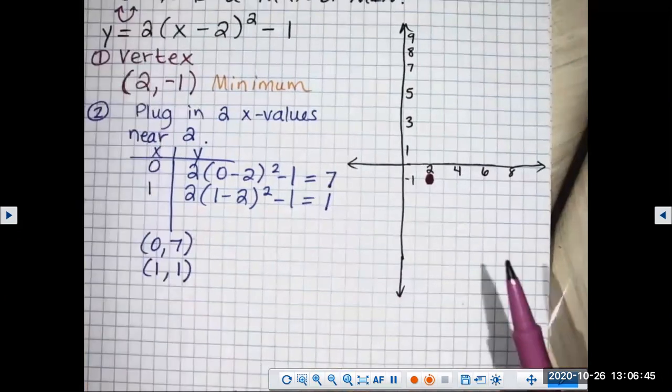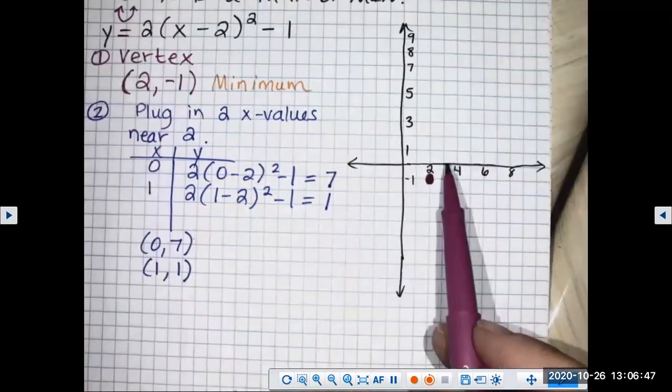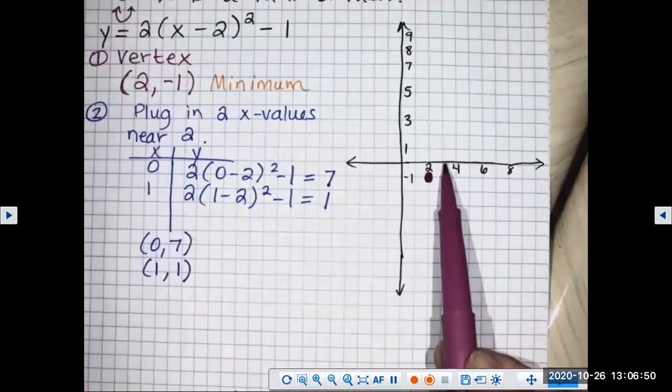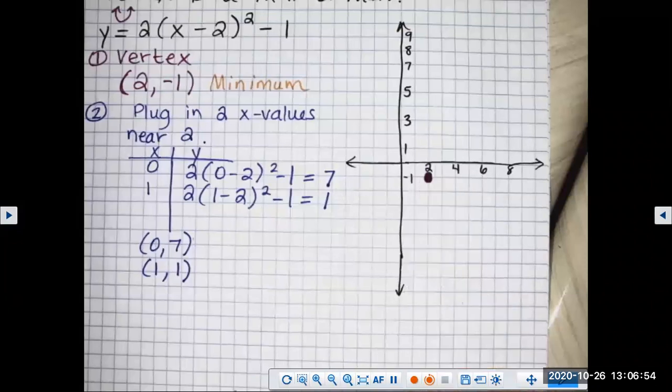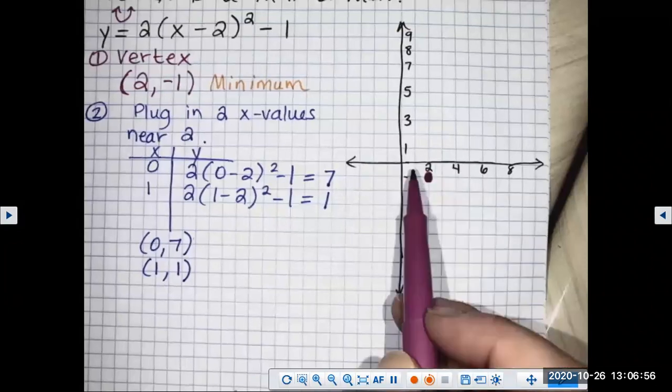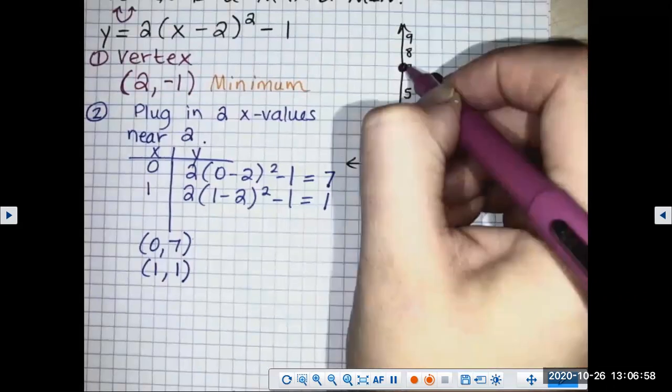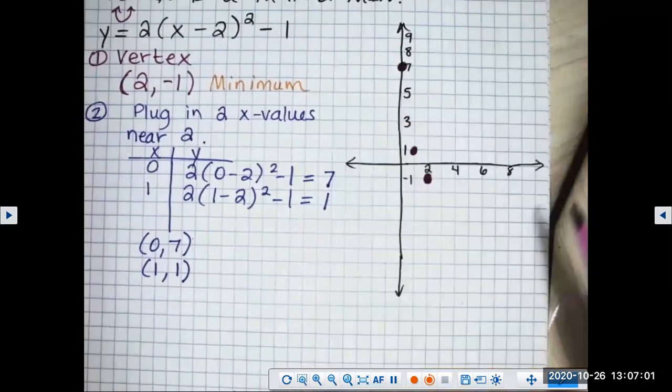So anyway, you could visually see that you need to plug in 3 or you need to plug in 1 to figure out what that point is. So we chose to plug in 0 and 1. 0 gave us 7. And then we had 1, 1.